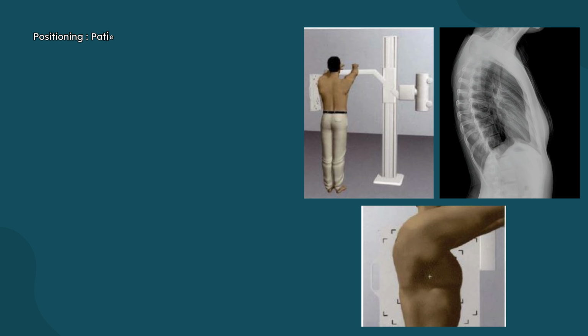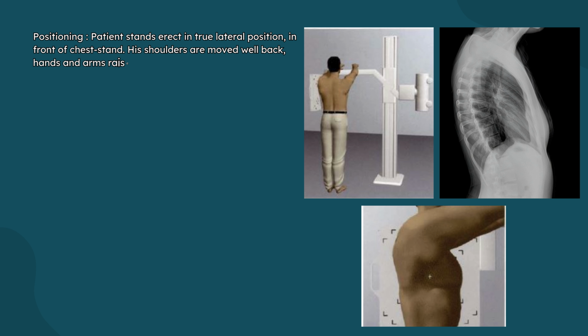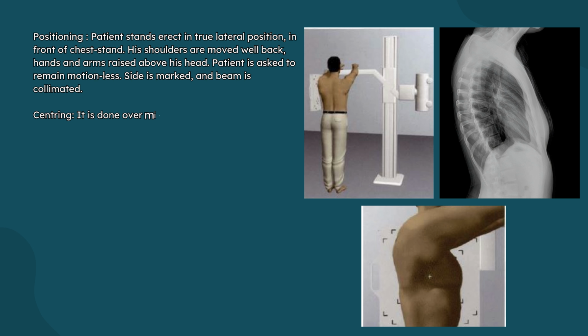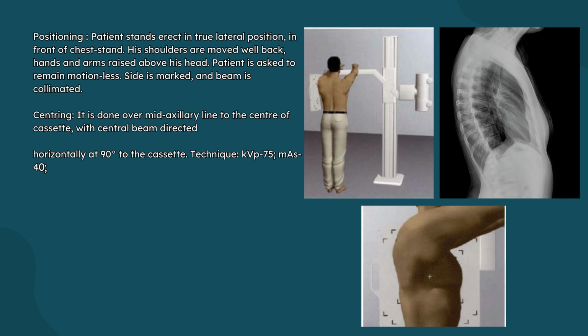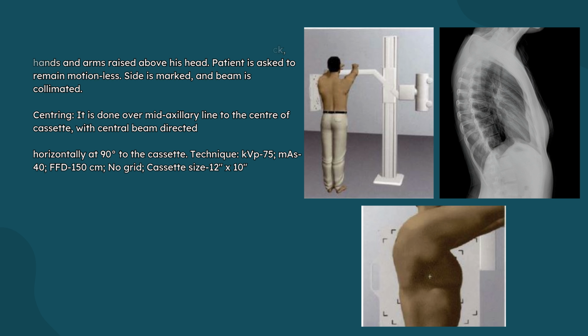Lateral view. Positioning: patient stands erect in true lateral position, in front of chest stand. His shoulders are moved well back, hands and arms raised above his head. Patient is asked to remain motionless. Site is marked, and beam is collimated. Centering: it is done over mid-axillary line to the center of cassette, with central beam directed horizontally at 90 degrees to the cassette. Technique: KVP 75, MOS 40, FFD 150 cm, no grid, cassette size 12 inch x 10.